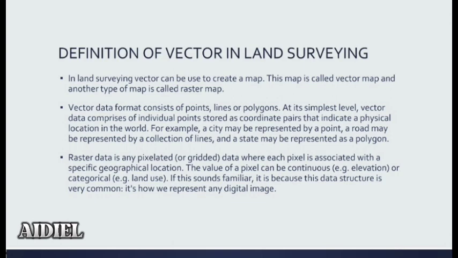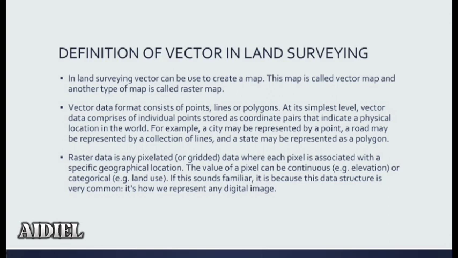This map is called a vector map, and another type of map is called a raster map. Vector data format consists of points, lines, or polygons. At its simplest level, vector data comprises individual points stored as coordinate pairs that indicate a physical location in the world. For example, a city may be represented by a point, a road may be represented by a collection of lines, and a state may be represented as a polygon.